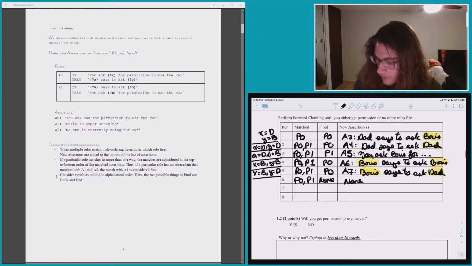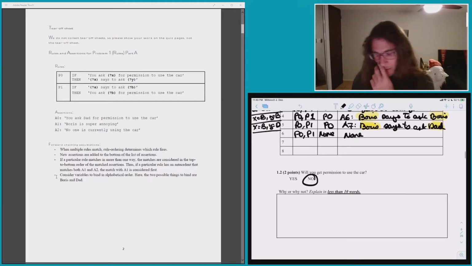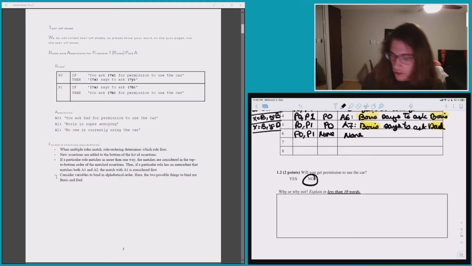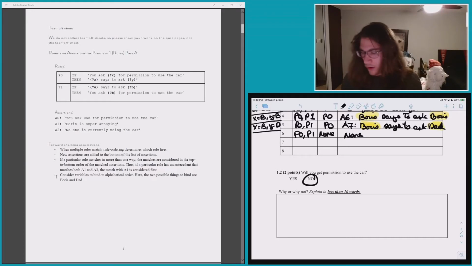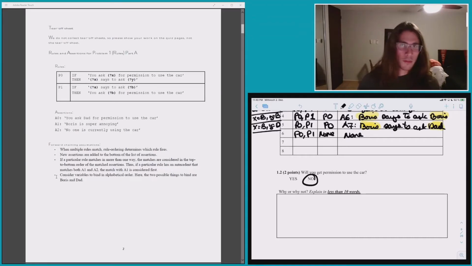And the follow-up question to this is, will you get permission to use the car? Well, these rules went in a cycle about asking the other person or the other party. So we did not, at the end of the day, get permission to use the car. And why or why not? This was asking for a simple explanation. There were 3 possible explanations one could give, such that you would receive full credit or actually genuinely answer the question. The first one is the obvious one, that the rules are cyclic.